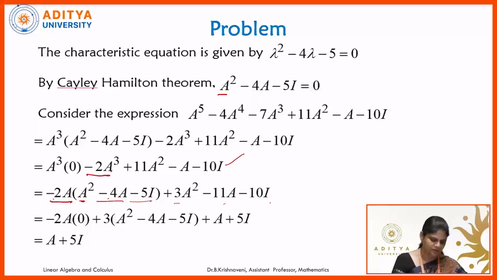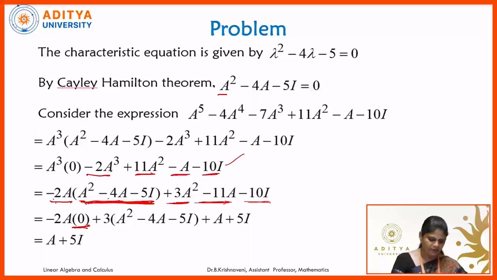Comparing with the previous step, this is equal to minus 2A cube. Minus 4 into minus 2 gives 8A square, but here it is 11A square, so we did plus 3A square. The next term is minus 5 into minus 2, that is 10A, but here it is minus A, so we did minus 11A and minus 10I, the same as the previous step. Again we got the equation 1 term, A square minus 4A minus 5I, and you can replace this with 0.